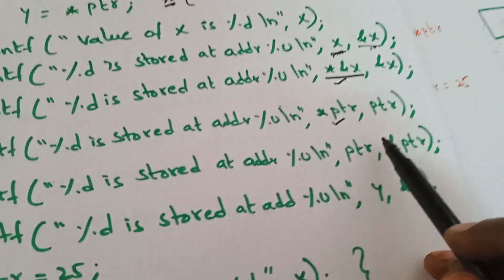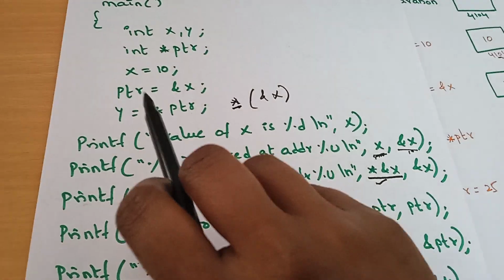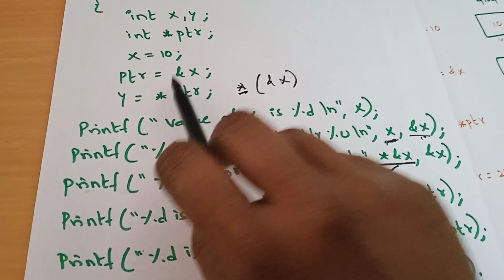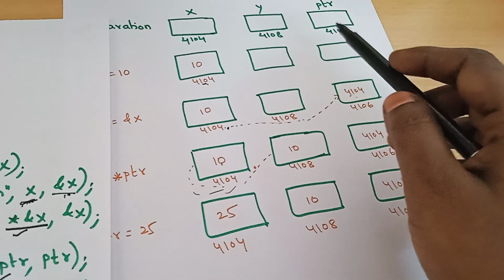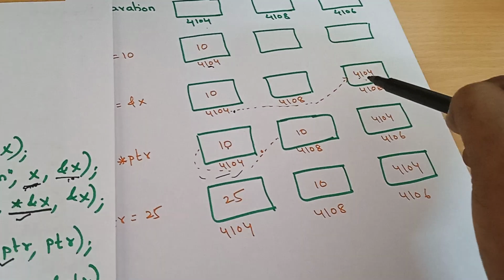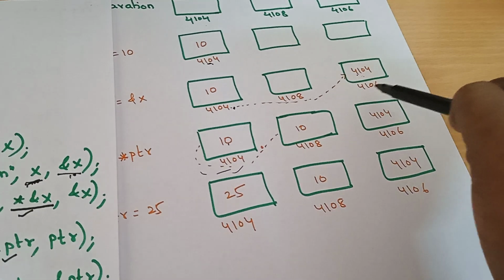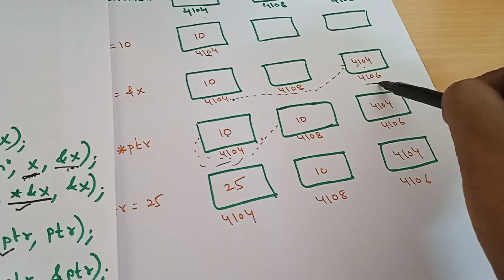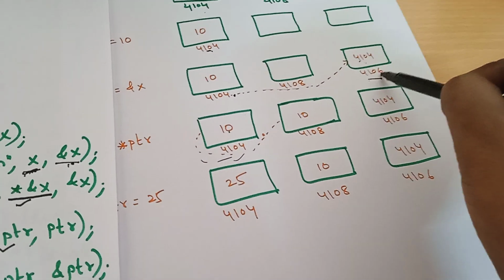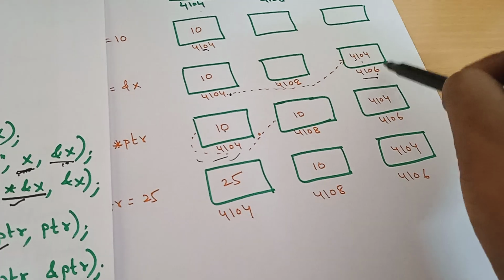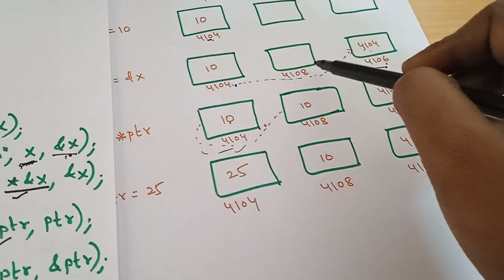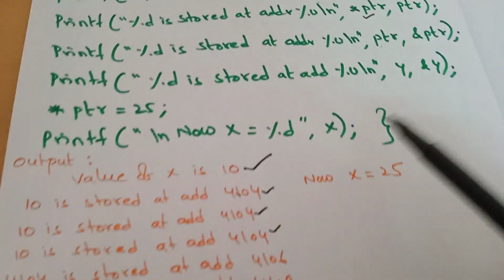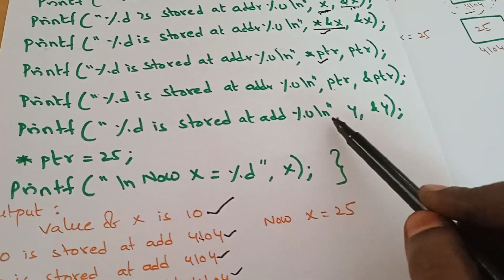What is the value of ptr? Address of x. Look here. ptr is what? Address of x. What is ptr? Look here. It will have a value, right? This is the ptr cell. Now that is updated with 4104. Now &ptr is what? 4106, right? The address of the pointer is 4106. The value of the pointer is 4104, which is the address of x. Fine. Now the next.